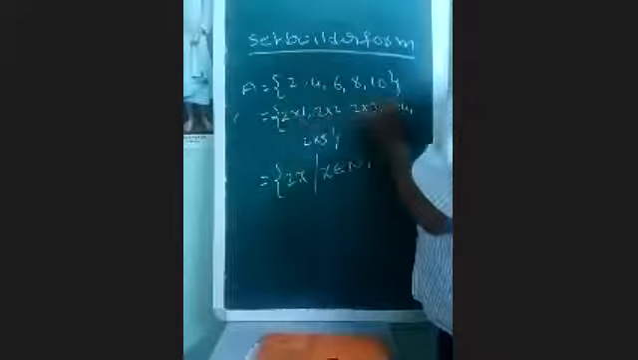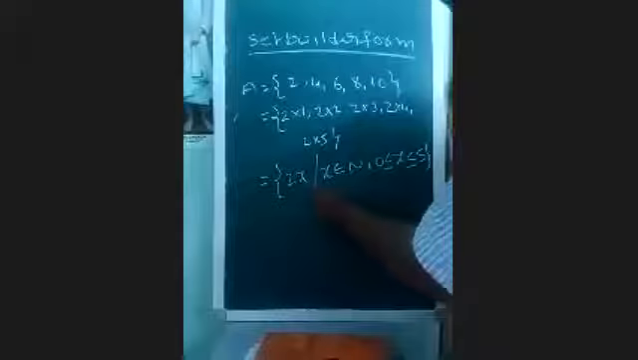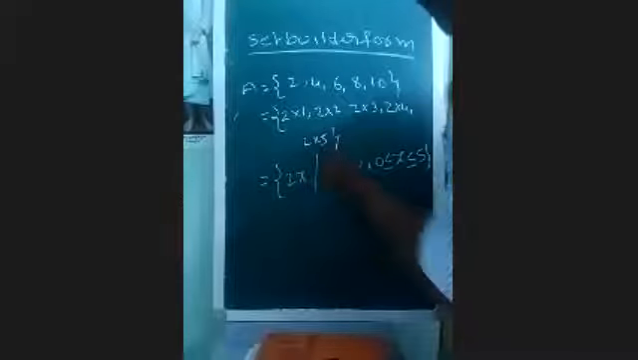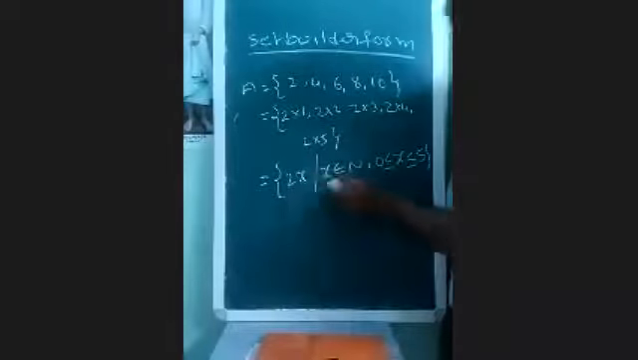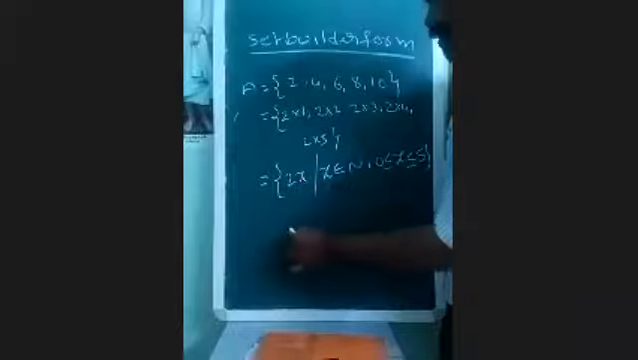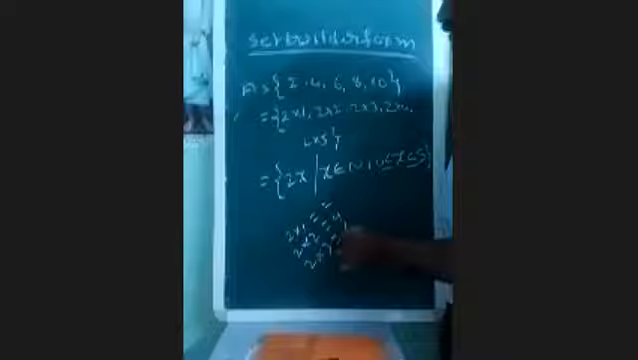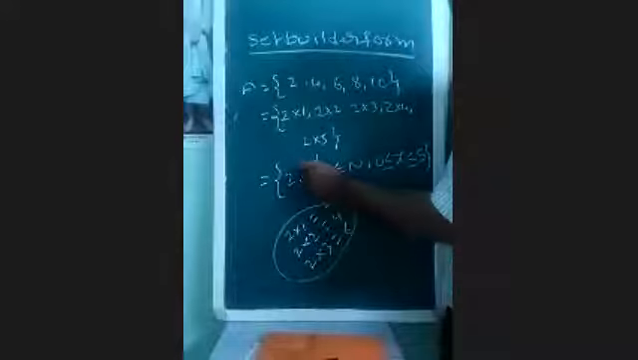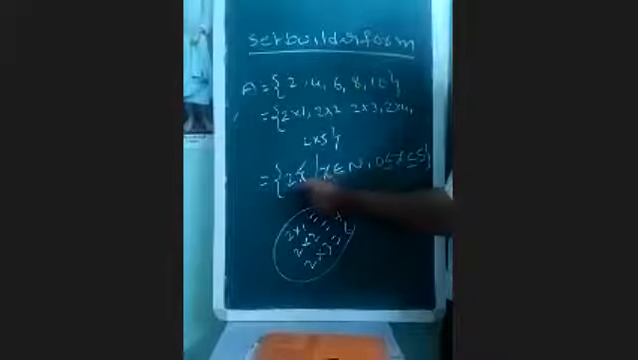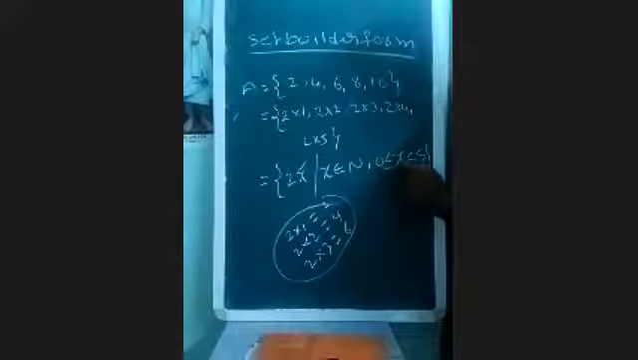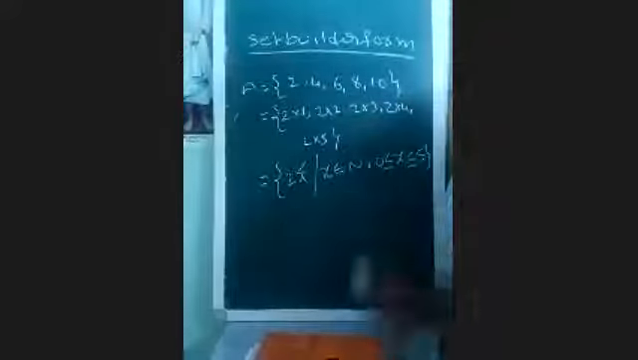So the natural numbers, I am taking x, 2x. This is the form of an even number. This is a rule. You have to take x as natural numbers: 2 into 1 is 2, 2 into 2 is 4, 2 into 3 is 6. Those are even numbers. This is a rule: x belongs to N, but x lies between 0 less than or equal to x less than or equal to 5. This is the set builder form.